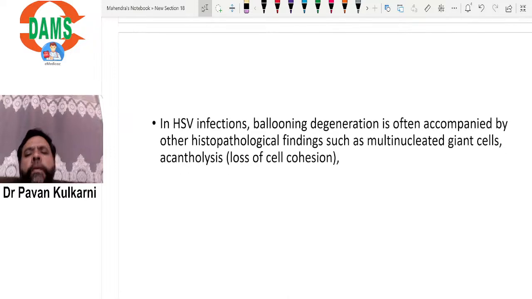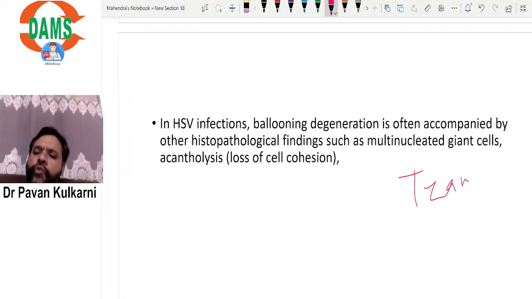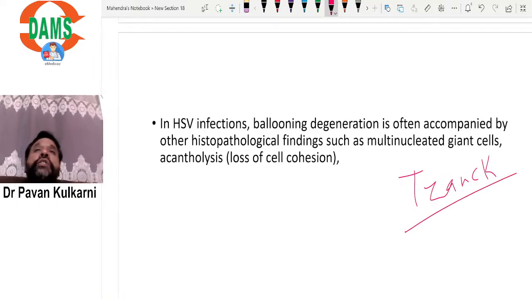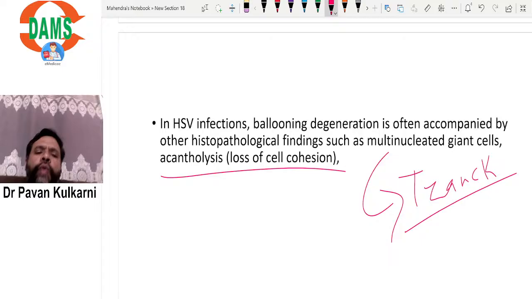In HSV, ballooning degeneration is often accompanied by other histological features such as multinucleated giant cells. What are those giant cells? They are nothing but your Tzanck cells. You can see Tzanck cells, right? So Tzanck cells which you see in pemphigus, you can also see in herpes. So multinucleated giant cells called Tzanck cells can be seen, and there will be acantholysis there, where there is a loss of cell cohesion.